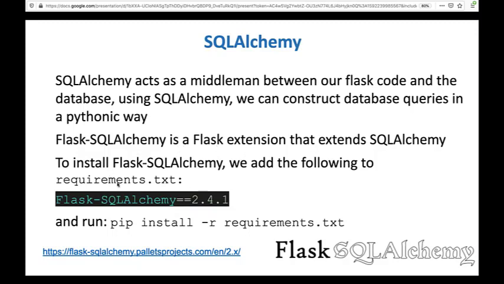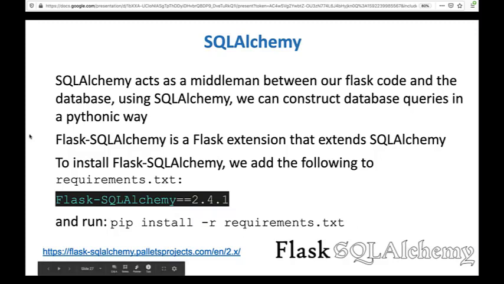To install it, we just have to edit our requirements.txt with Flask-SQLAlchemy equal 2.4.1. Actually, you can remove the equal if you want the latest version of Flask-SQLAlchemy. And then you can just rerun pip install -r requirements.txt.